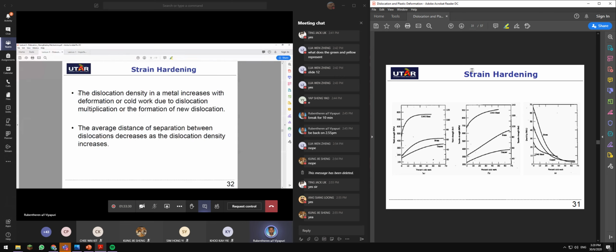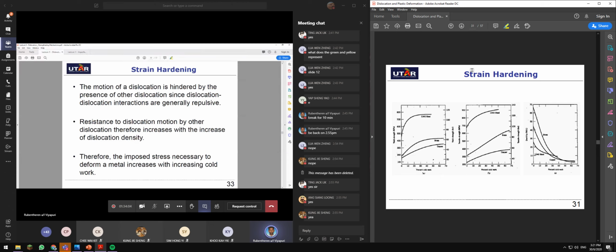The dislocation density in a metal increases with deformation or cold work due to dislocation multiplication, or the formation of new dislocations. That is the reason why the average distance of separation between dislocations decreases as the dislocation density increases. So you have increased the dislocation density and the average distance of separation between dislocations is decreased. So you can't move further. The motion of dislocations is hindered.